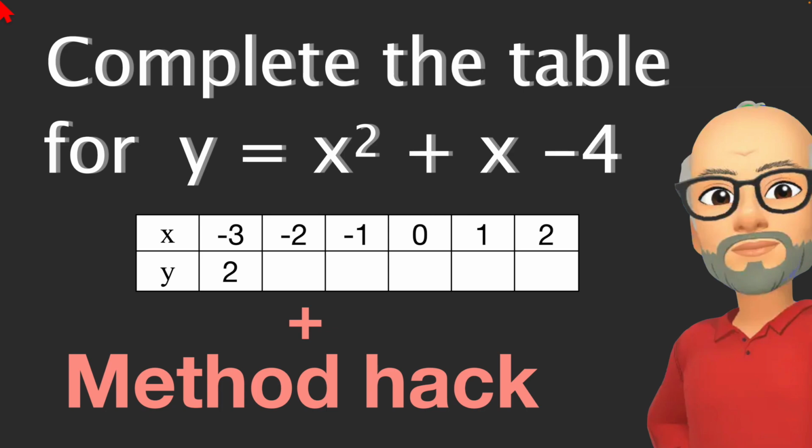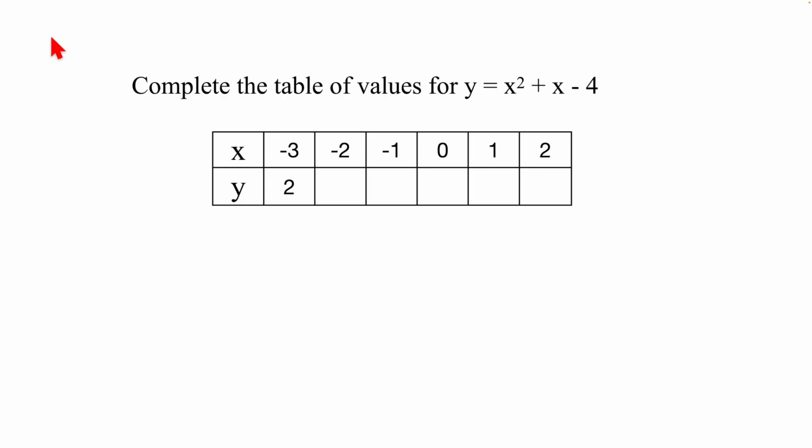Today we're looking at completing the table for y equals x squared plus x minus 4, or really it could be any equation. This looks easy. Actually, it's answered very badly by students, particularly for negative values of x. Now, you can just try and do this in your head, and a lot of people do, and a lot of people fail. So, why take the chance?